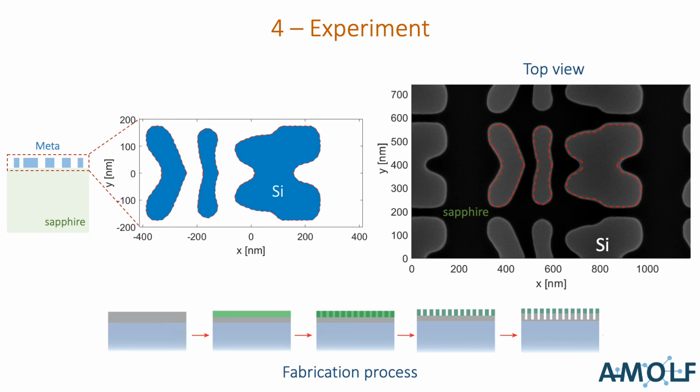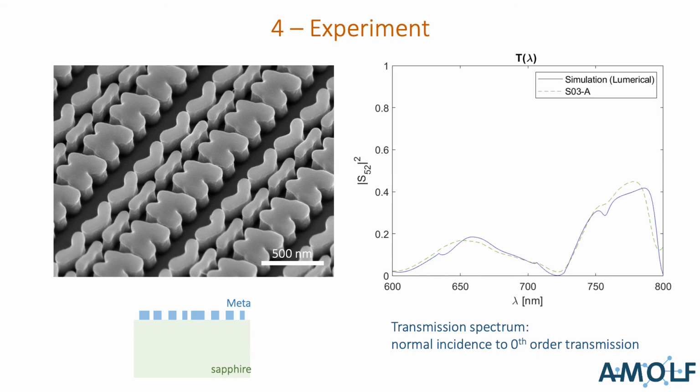So we fabricated the structure experimentally by e-beam lithography on silicon and sapphire substrate. The fabricated unit cell matches the desired one quite closely, as you can see in the SEM image of the unit cell here on the right. Next, we measure the transmittance of the fabricated metasurfaces, so basically normal incidence to zero order diffraction. So in our S matrix formalism, this would be the absolute square value of the element 5,2, as you can see in the label in the plot here. And this also shows a good agreement with the simulation.